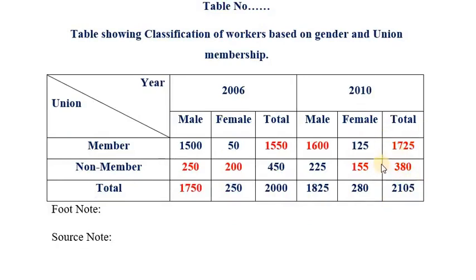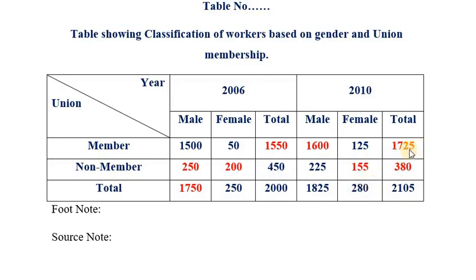From the total, 1600 should be deducted from 1725. We'll get 125. And as we know, 155 is already given in the problem. We need to add to get the total for this particular column, that is the number of females in the year 2010. 125 plus 155, we get 280. And next, with this information, we'll be able to find out other missing information.